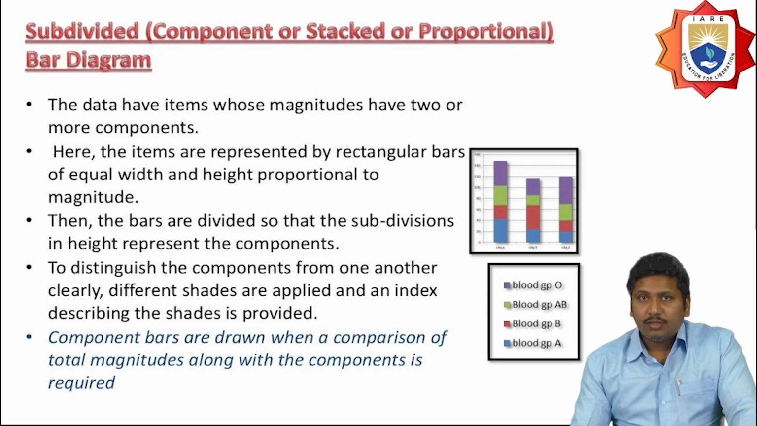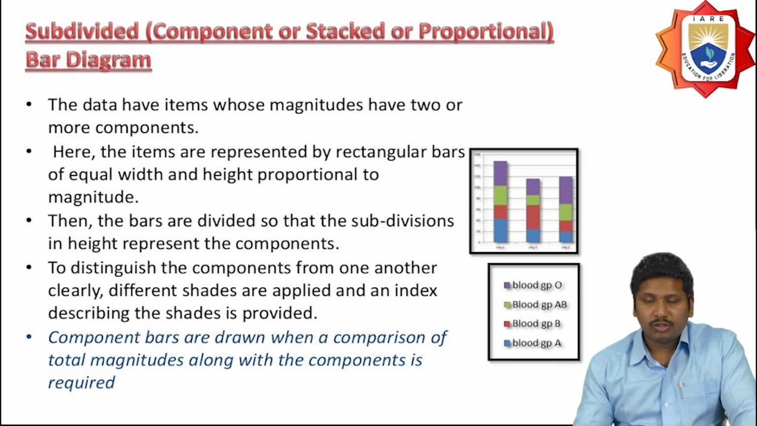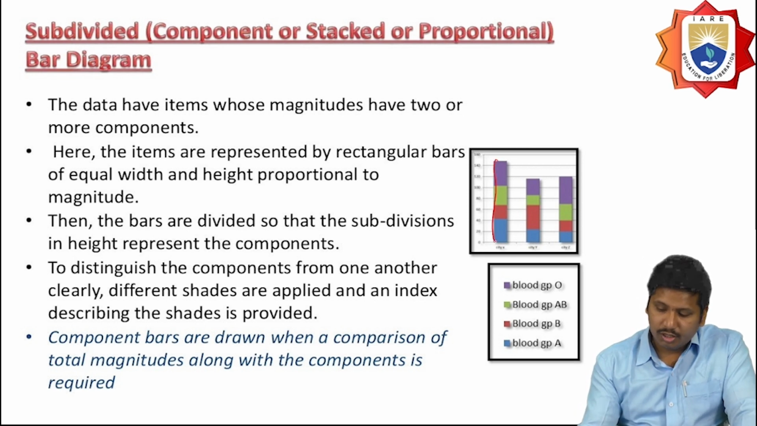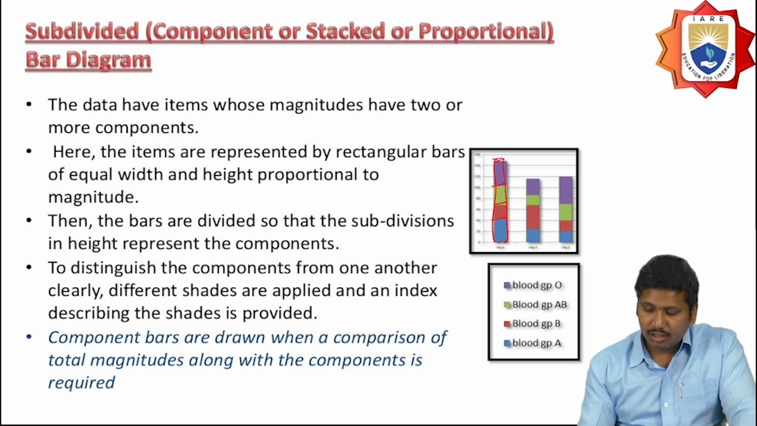So again, this bar diagram can be divided into different types. Suppose I'm going to further divide this bar, then it should be a component bar diagram or stacked bar diagram or proportional bar diagram. So these are some of the different types of bar diagram. So here what will happen? Within the single bar, I can represent the portions of the different characteristics.